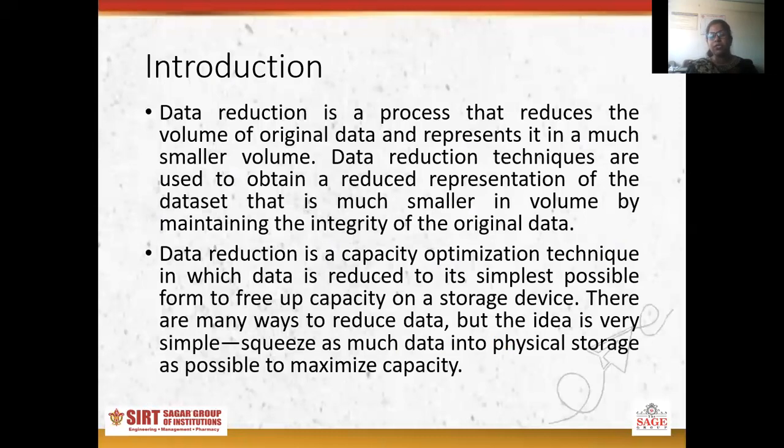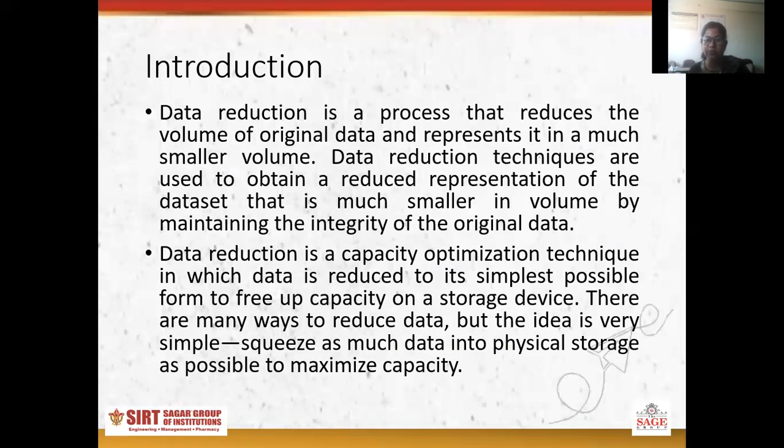Data reduction is a capacity optimization technique in which data is reduced to its simplest possible form to free up capacity in a storage device. There are many ways to reduce data, but the idea is very simple. Squeeze as much data into physical storage as possible to maximize capacity.